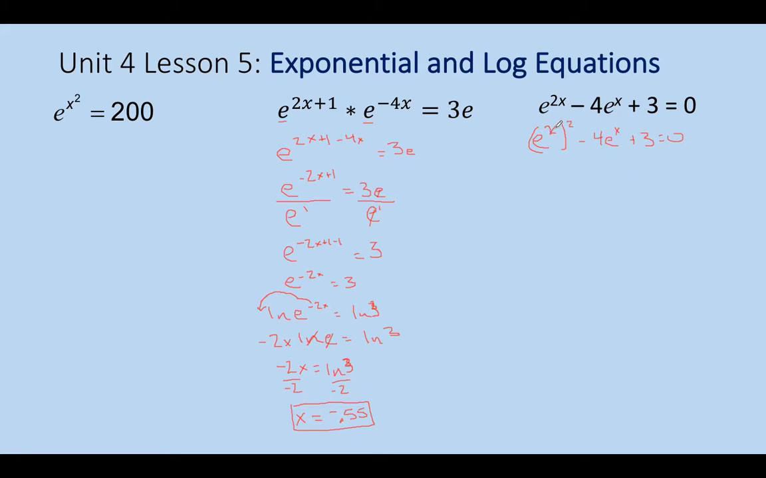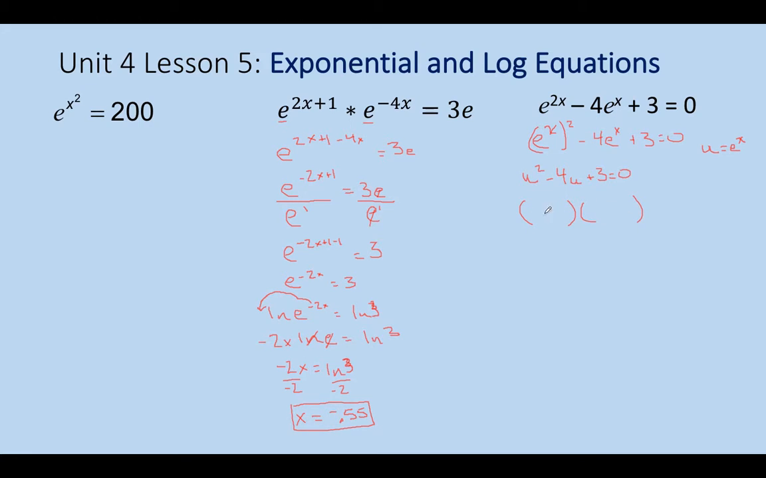And notice that I've got an e to the x in this term, and I've got an e to the x in this term. You're familiar with the method of substitution, solving using substitution. So I'm going to say that u is equal to e to the x, and I'm going to replace e to the x with u. And so that would leave me with u squared minus 4u plus 3 equals 0. And hopefully this is a little easier, simpler thing to factor.